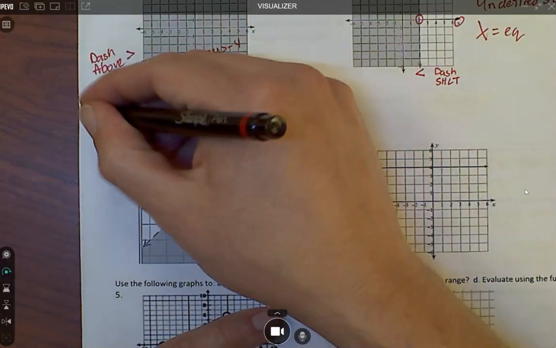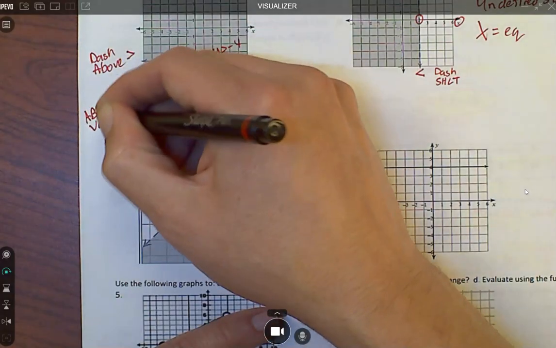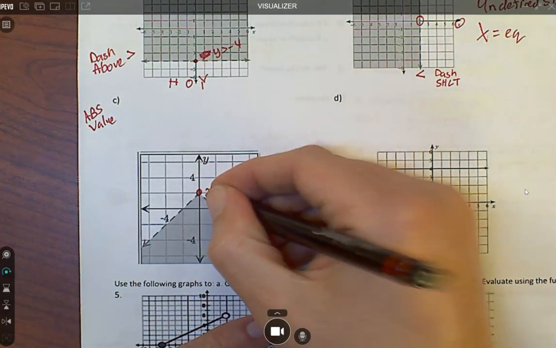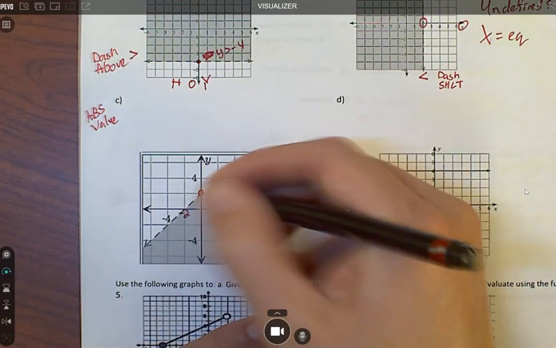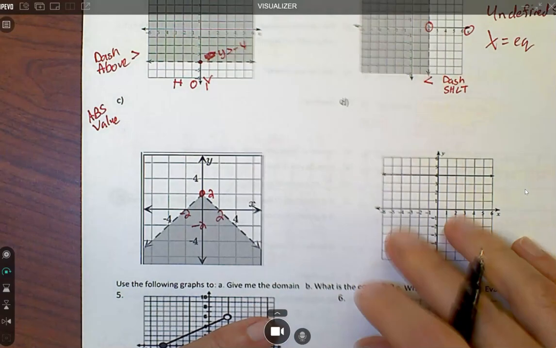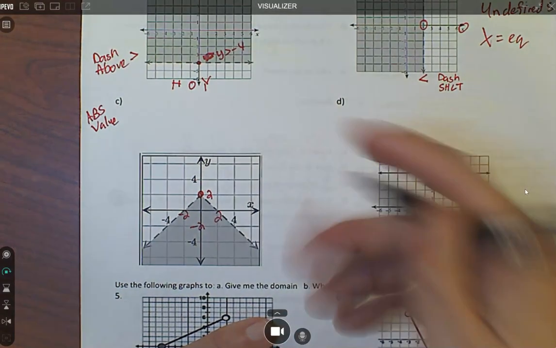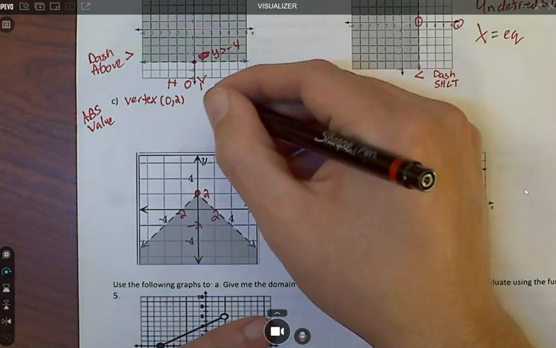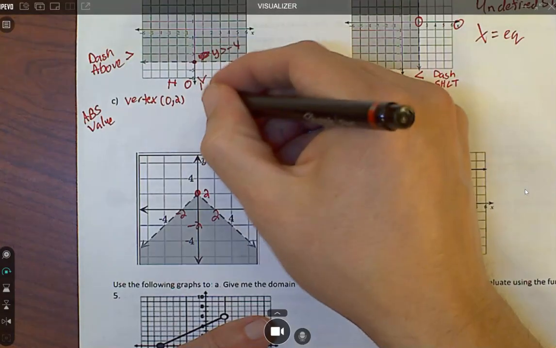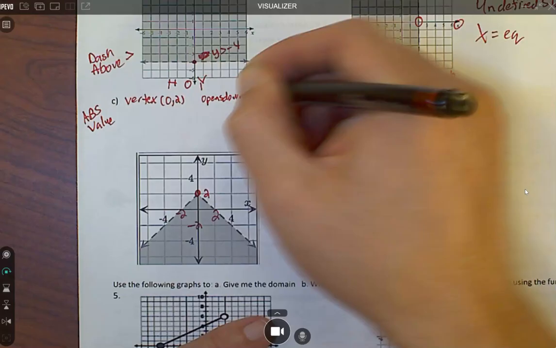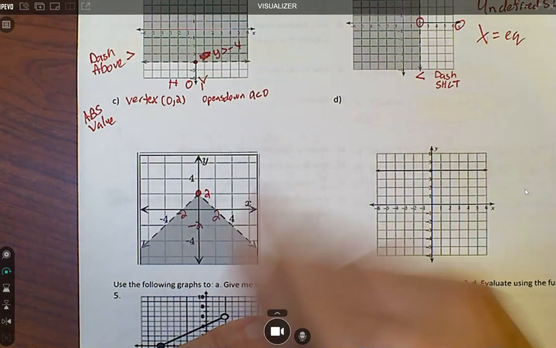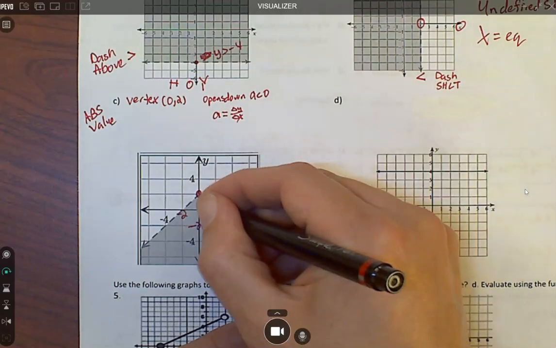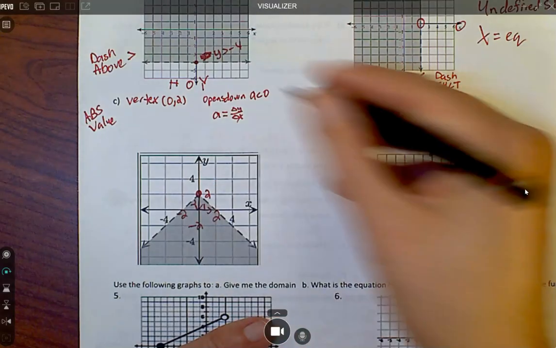Okay, this is absolute value. Here's the vertex. Notice it's going by 2's in all directions. I didn't notice this till just now. Okay, this might really annoy you. So the vertex is 0, 2. Okay, this opens down, so A is less than 0. To find A, you go down 1, right 1.